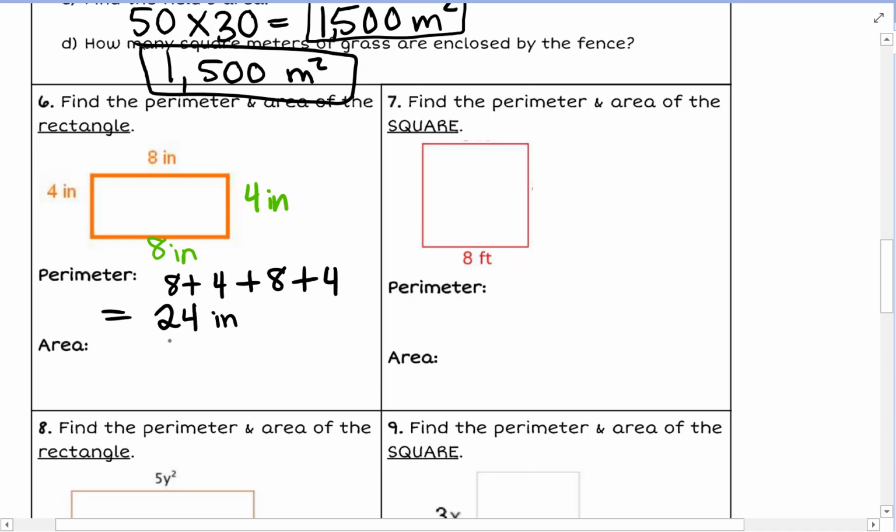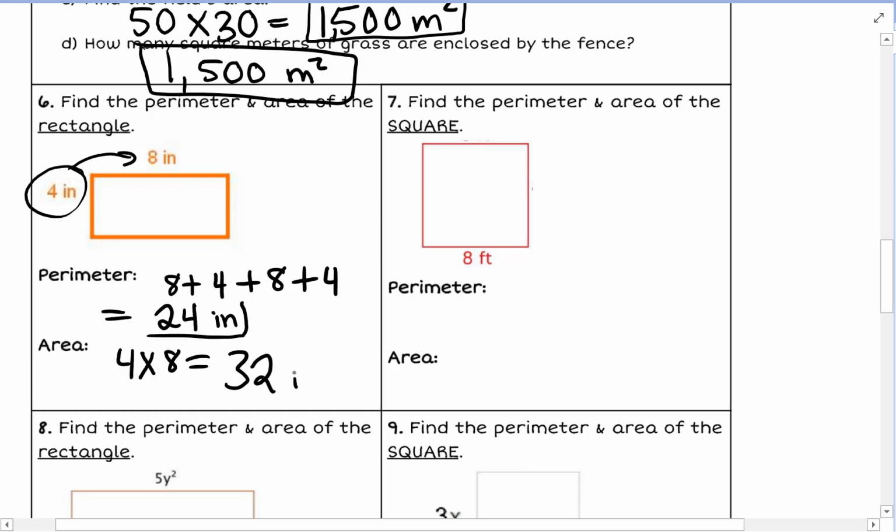And perimeter is in units. Now the area would be the length times the width. 4 times 8. You don't need to multiply 4 and 8 again. 4 times 8, 32. The units for area are square units, and the units for this problem are inches. So our answer for the area is 32 inches squared. Notice that you only had to multiply the length and the width. You did not have to multiply the length and the width more than once. It's just the length times the width for the area of a rectangle.